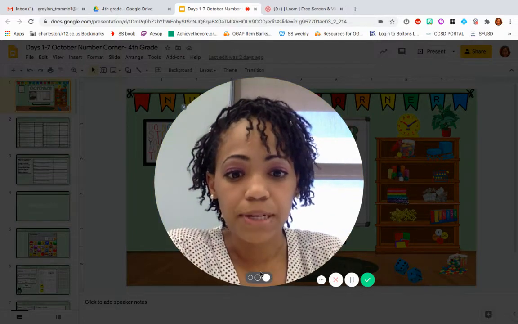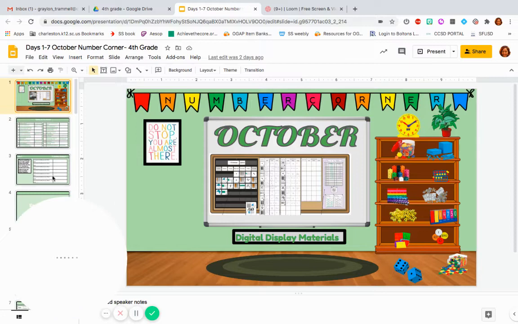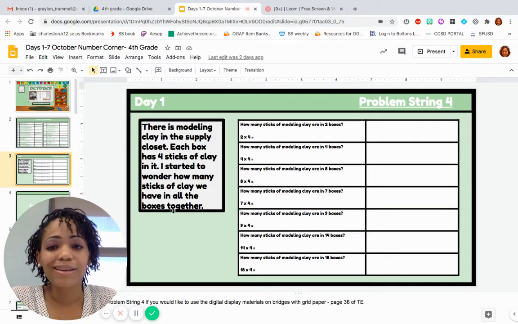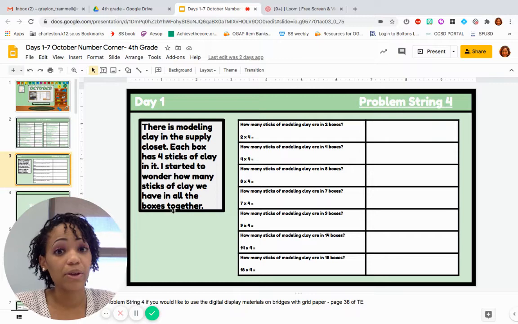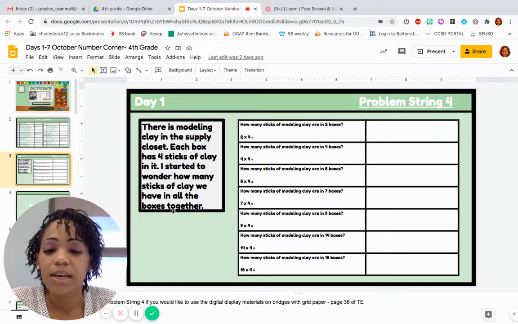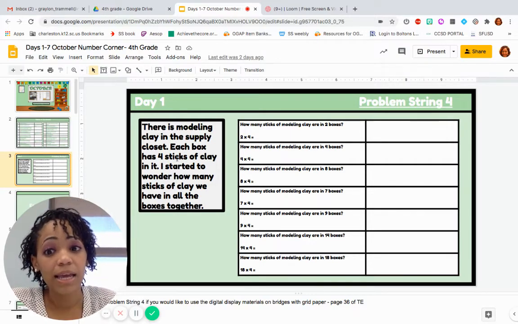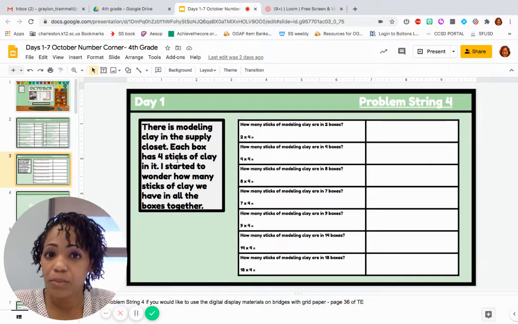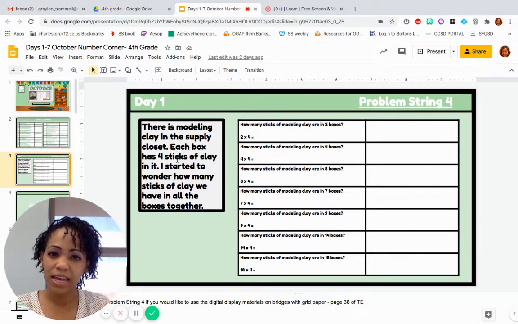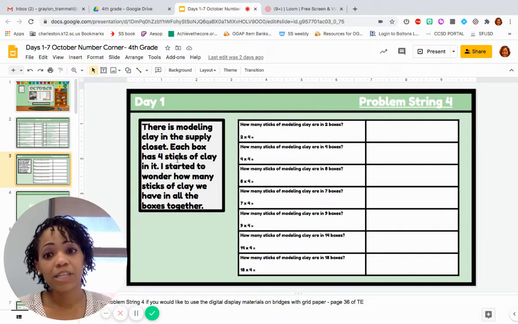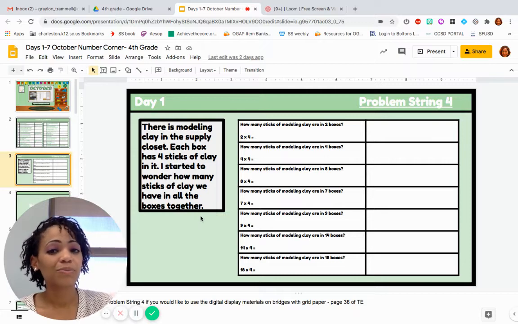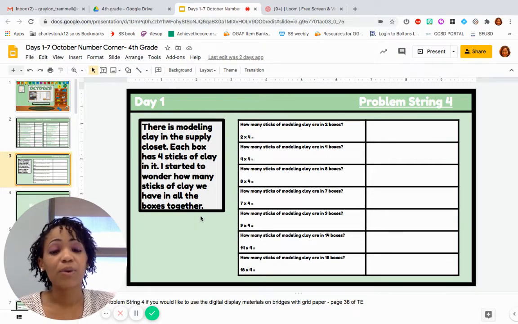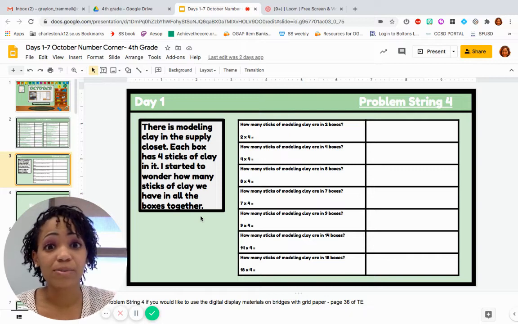Here's our problem string for today. And I'm just going to give you a little context, because sometimes having a context when you're solving problems helps you think about it and visualize it a little bit better so you can make sense of what's happening. Here it is. We have modeling clay in the supply closet. You know, you may have used that in art class. It's sticks of clay, but it's in a box, and each box has 4 sticks of clay in it. So I'm going to wonder how many sticks of clay we have in however many boxes we have.